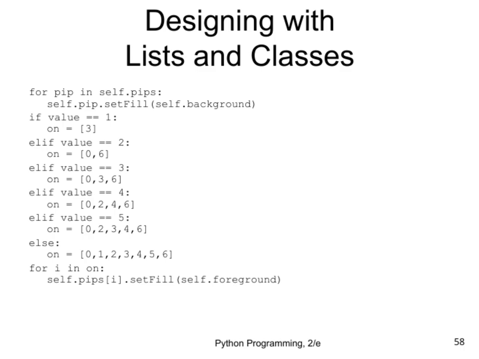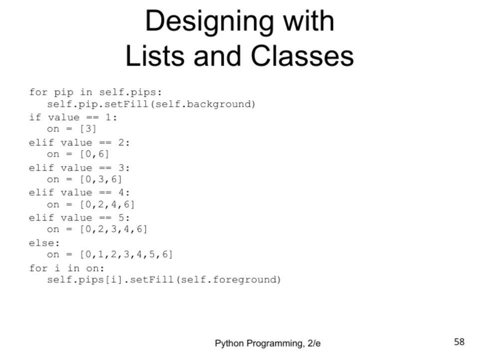For example, if the value is 1, only the pip at position 3 is turned on. If it's 2, then pips at positions 0 and 6 are turned on, and so on. As the number increases, more pips are lit up, mimicking the pattern of a digital number display. The key idea here is that we're controlling which pips are active based on the number we want to display.